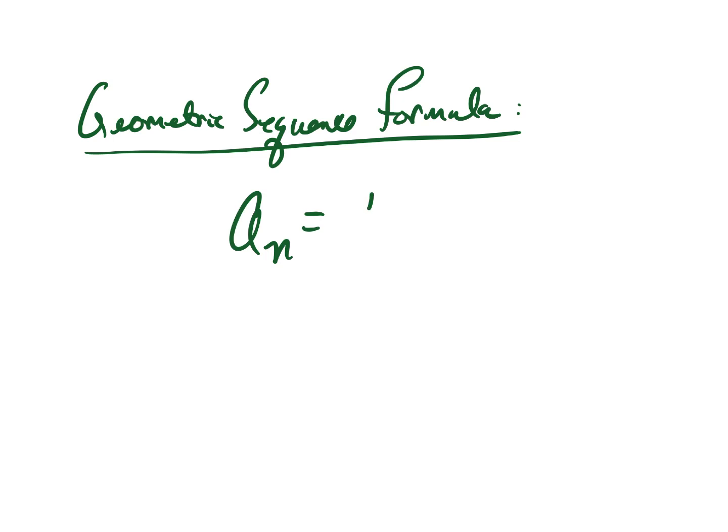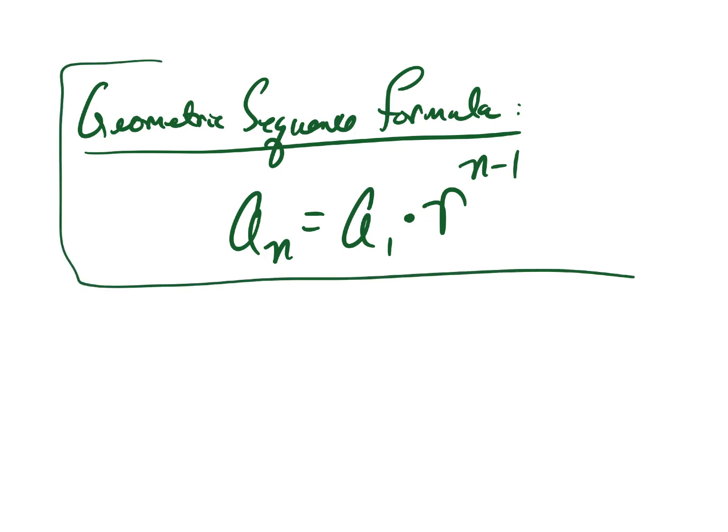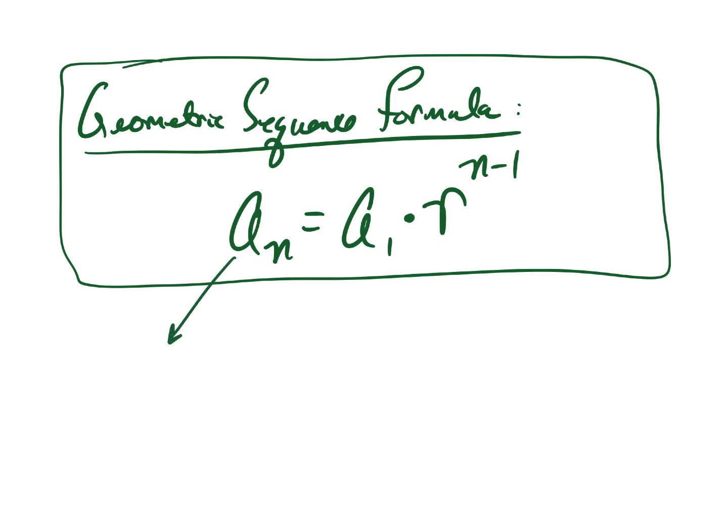A sub n is equal to a sub 1 times r raised to the n minus 1 power. So this is something we're going to use several times, so write that in your notebook and then put a box around it. And then I'll remind you what each of these pieces are, very similar to the arithmetic sequences that we had done a couple months ago. A sub n represents what's called the nth term.